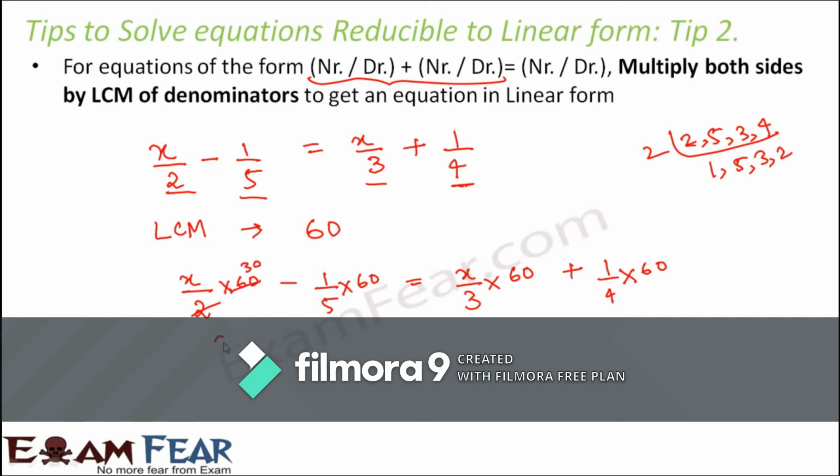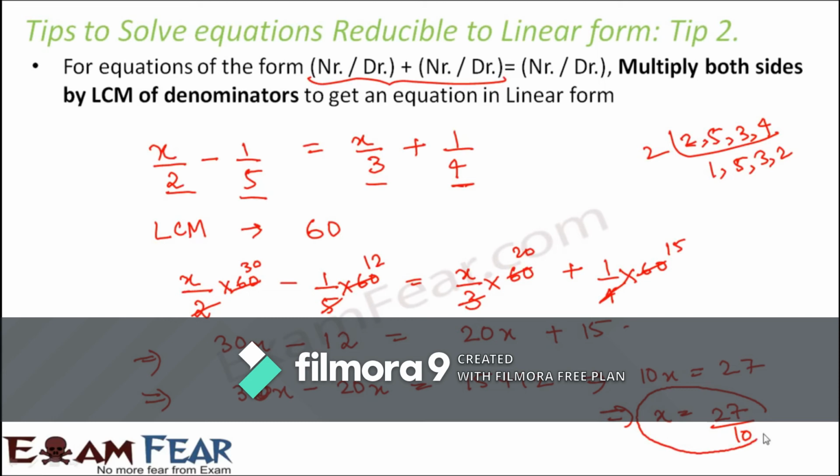So this would be 2 into 30, so 30x, minus 5 into 12, 60 minus 12. This would be 3 into 20, so 20x, plus 4 into 15, so this would be 15. Now again we follow the same thing: collect the variables on one side. So it would be 30x minus 20x is equal to 15 plus 12, or we can say 10x is equal to 27, or x is equal to 27 by 10. So x equal to 27 by 10 is a solution for this equation.